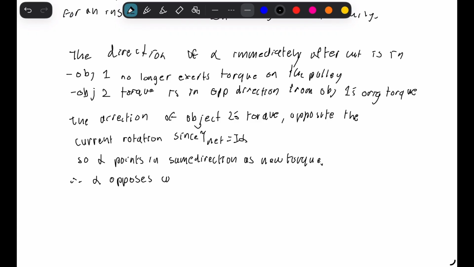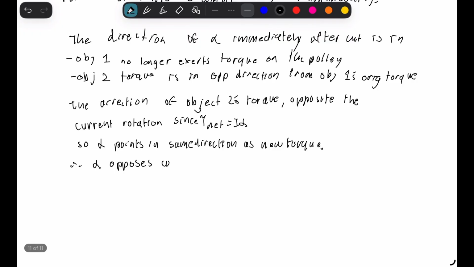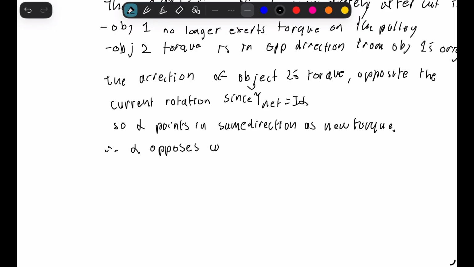Now, if we think about the direction of alpha immediately after the cut, you have to remember that object 1 is no longer going to exert torque on the pulley because the string is not touching it anymore. There's no pull happening at a certain R from the center. And object 2's torque is in the opposite direction from object 1's original torque. So the direction of object 2's torque is opposite the current rotation, since torque is equal to I times alpha. So alpha is going to be in the same direction as the new torque, and that's how we get that alpha opposes omega, your angular velocity.